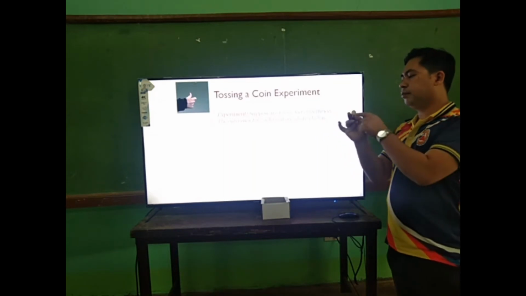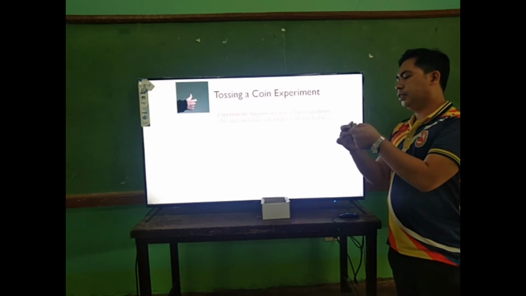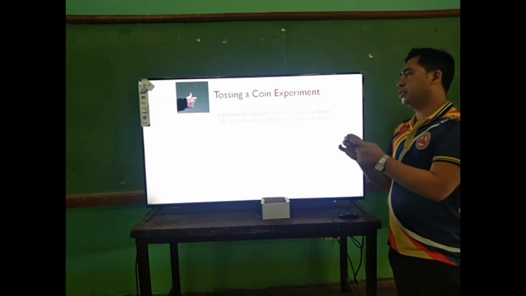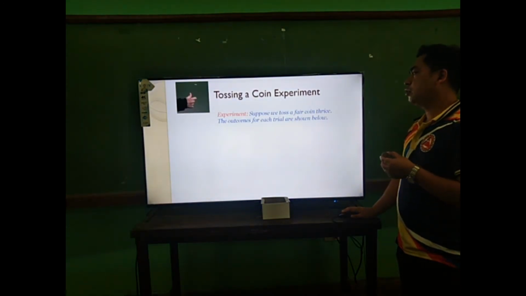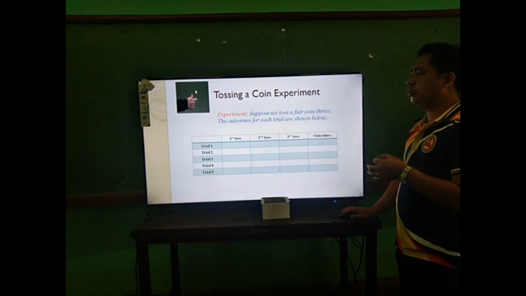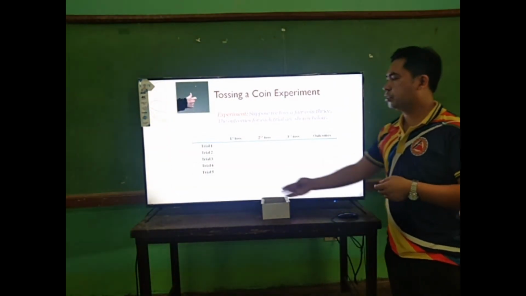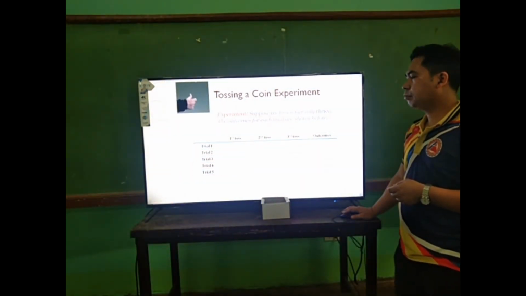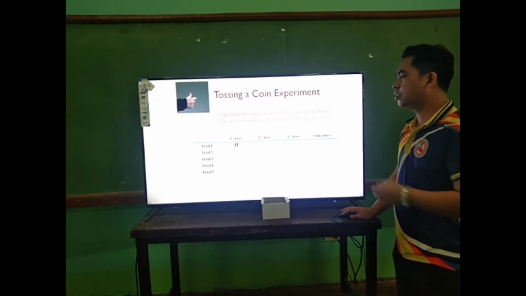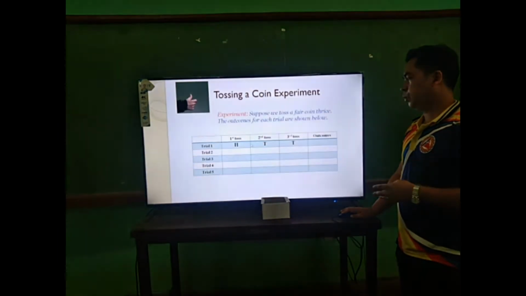So we have here the front. The front has the head of a person, and at the back we have the logo of Banco Central. Okay, so the outcomes for each trial are shown below. This is the outcomes. Let us say in our first trial, the first column is the first toss. In the first toss we have head, in the second toss we have tail, and in the third toss we have tail.